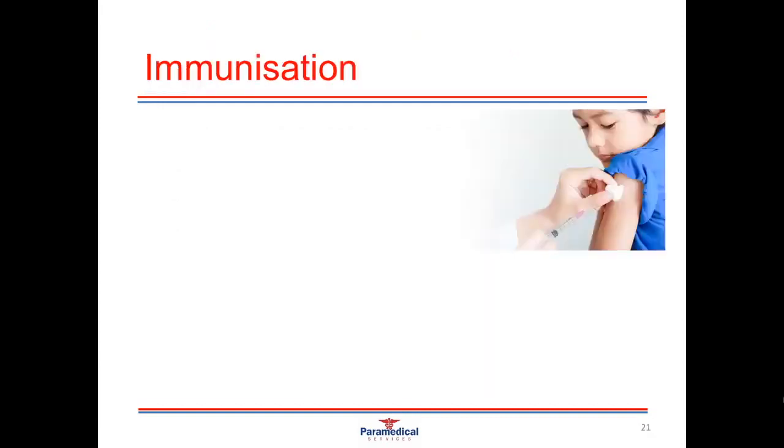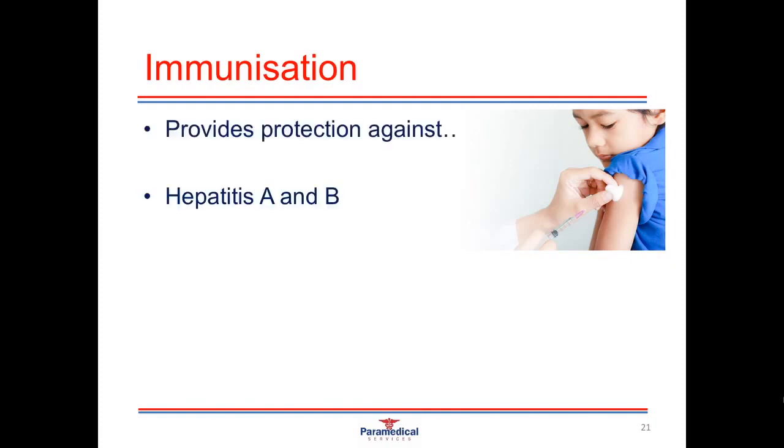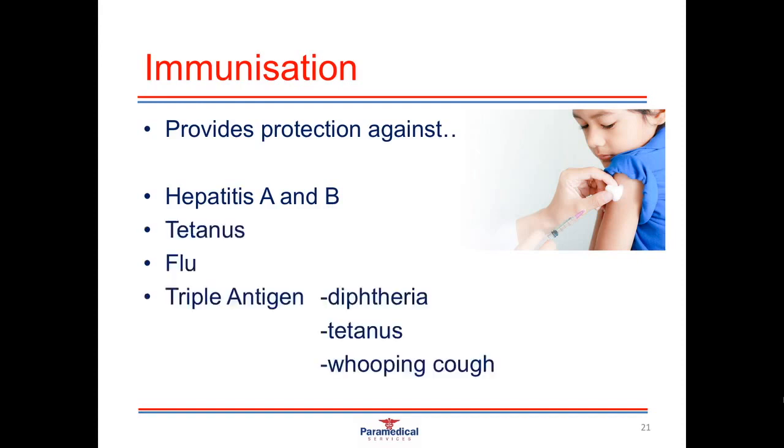Immunizations also help protect you against many of the pathogens that you'll come into contact with as a healthcare provider. The different immunizations would help protect you against things such as hepatitis A and B, tetanus, the flu virus, and you may also get the triple antigen, which is protecting you against diphtheria, tetanus, and whooping cough. Depending on where you work, your organization may require you to have some or all of these, or even more of these, to ensure that you can work safely in your work environment.